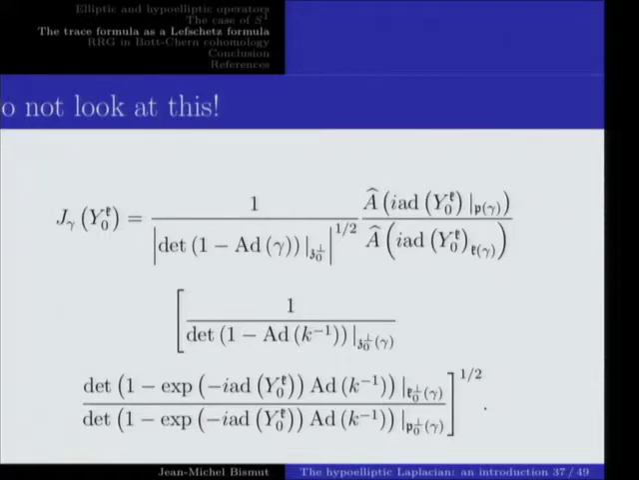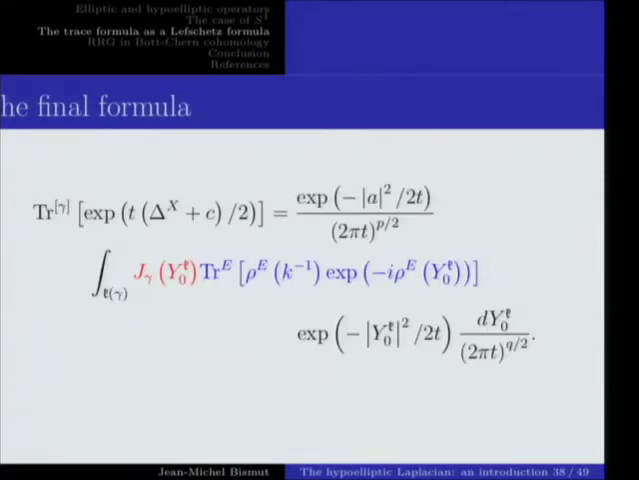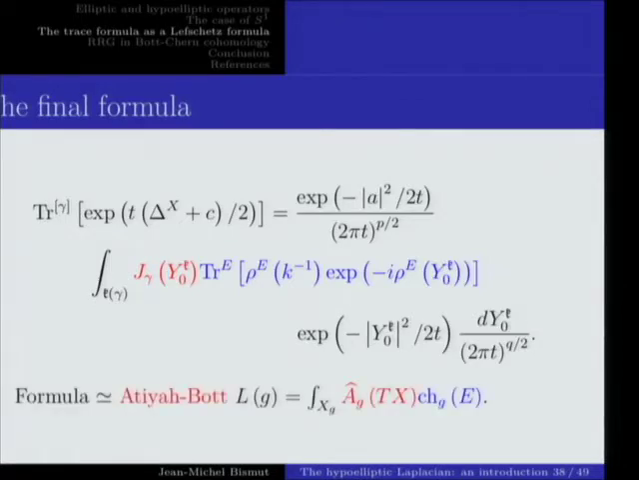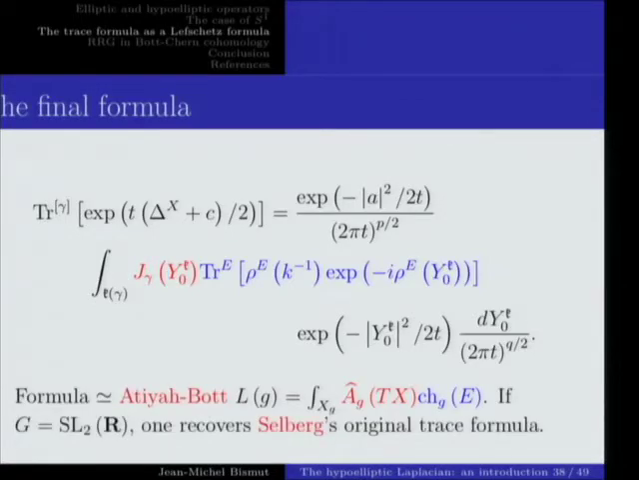And the orbital integral by this procedure will be expressed as an integral over the k part of a function which looks very much like the Atiyah-Bott function. This is the analog of the A-roof genus, Todd genus, the Chern character, and so on. But I will skip this. So that is the analog of Atiyah-Bott.